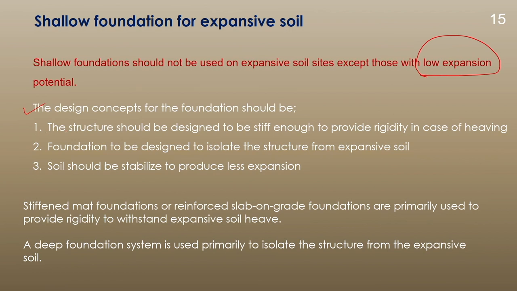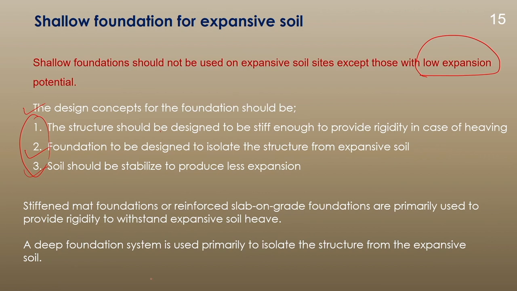The first one is, the structure should be designed to be stiff enough to provide rigidity in case of heaving. That means the structure should be stiff enough so that in case of heaving, it should not get cracked. Then the second one is the foundation to be designed to isolate the structure from the expansive soil. And the third is the soil should be stabilized to produce less expansion. So, we need to take care of these three things while designing a shallow foundation in an expansive soil.